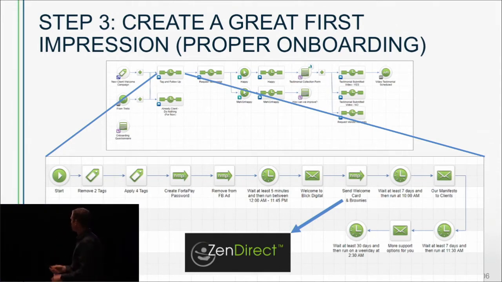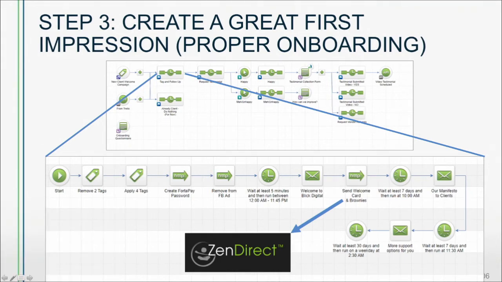And at that point, we're removing some tags. We are applying some tags just for reporting purposes. We're creating a password for them that allows for invoicing and things like that, for-to-pay, if you're familiar with that. And then we have this welcome email that gets sent out. And then we use ZenDirect, if you're familiar with that one, to do welcome cards and brownies that just get fired off to the new client automatically, which is really nice.